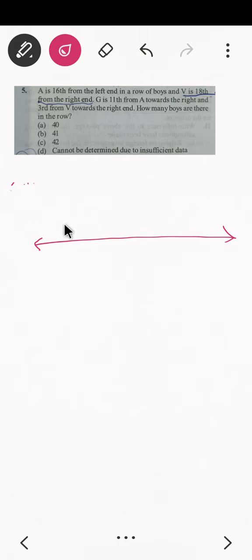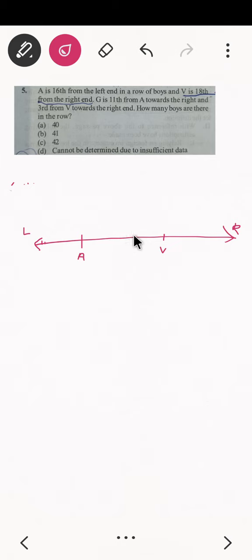First, A is 16 from the left, so there is a left and a right. So A's position is 16 from the left. Next, V is 18 from the right, so count 1, 2, 3, 4, 5 from the last, and V's position is 18th from the right.